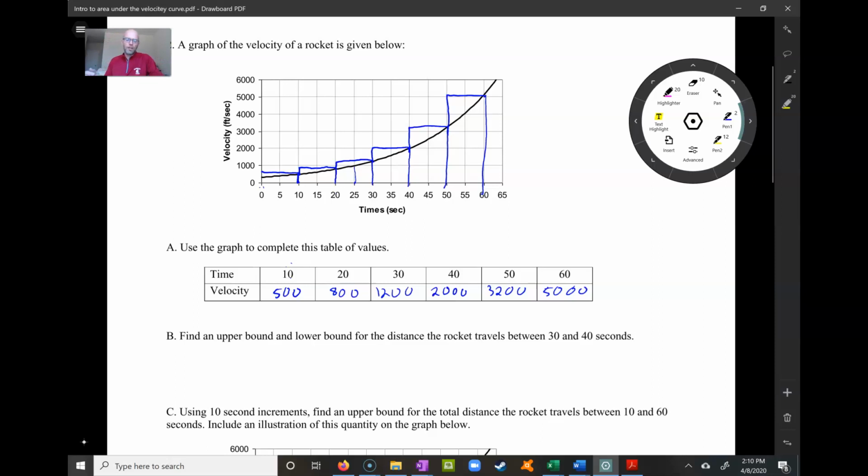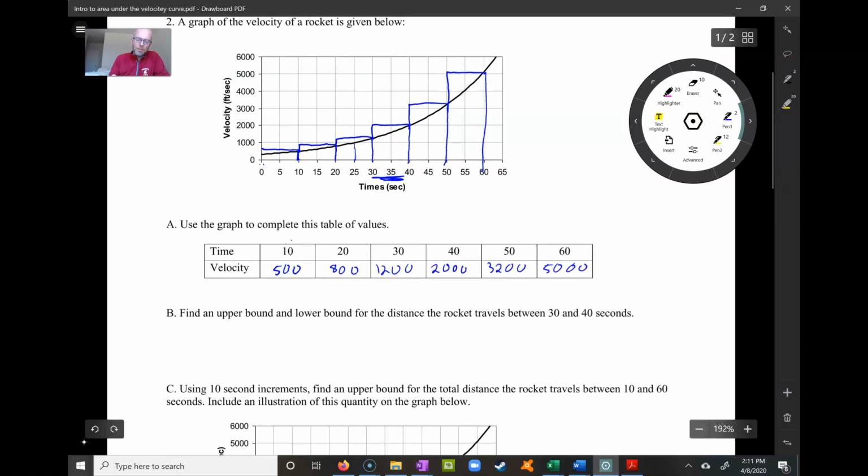So between 30 and 40, that would be this distance right here. If we're using the numbers we just came up with, that would be between these two, right? So for the upper bound, we would pick the fastest velocity, which is 2,000, and multiply it by time 2 minus time 1, which would be 40 minus 30, which is just 10. So my upper bound would be 2,000 times 10, which would be 20,000 feet.